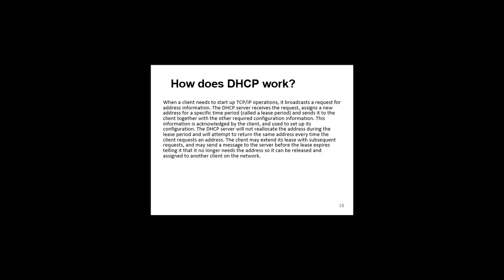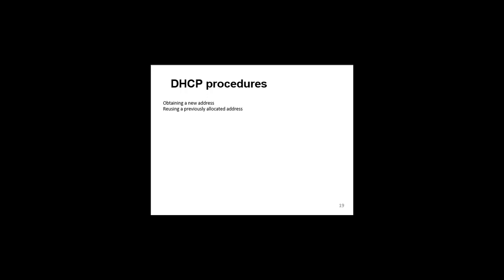The client may extend its lease with a subsequent request, and may send a message to the server before the lease expires, telling it that it does not need this address any longer, so that this IP address can be allocated to another user requesting it for some other TCP/IP connection operation. This is how DHCP works overall. Let's go step by step through the procedures involved in DHCP.